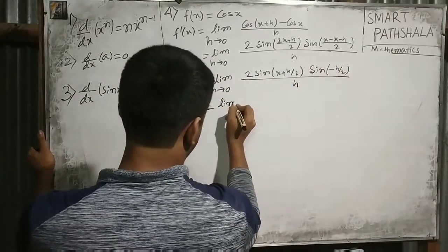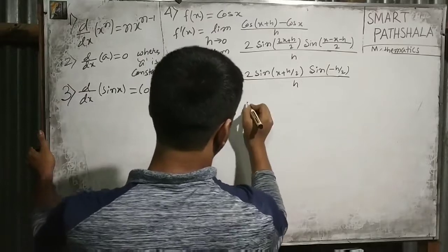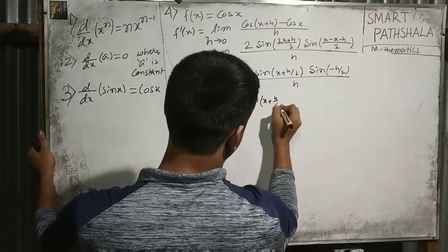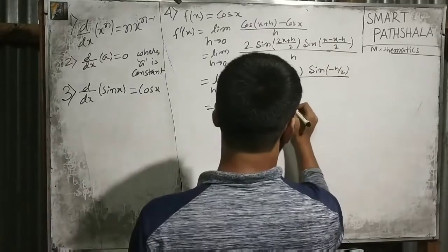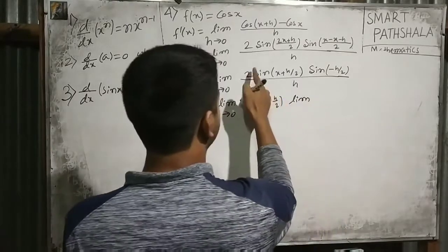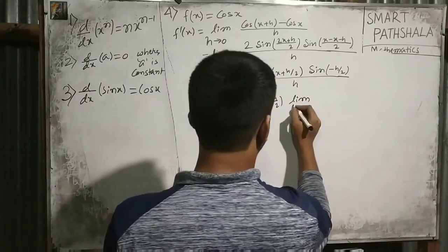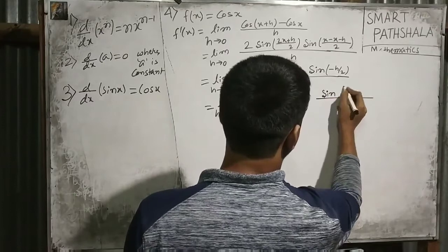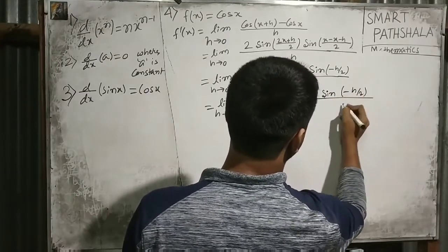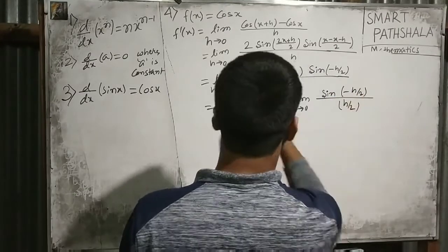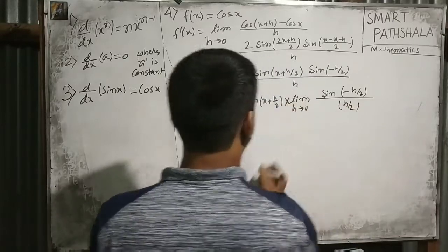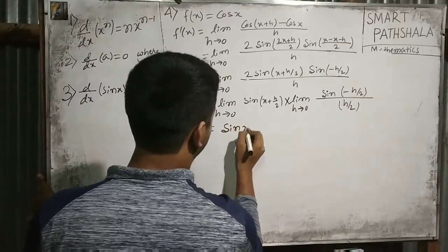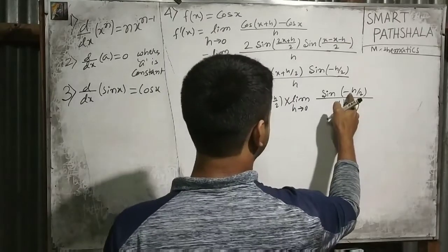Okay, now find limit of h tends to 0, and we have here a sin of (x plus h by 2), and just divide the numerator and denominator by 2. Then we have h by 2, sin of minus h by 2 by h by 2. This 2 comes here. Now this is in multiplied form. So plug in this h here. What we will have is sin x into, here is minus 1.